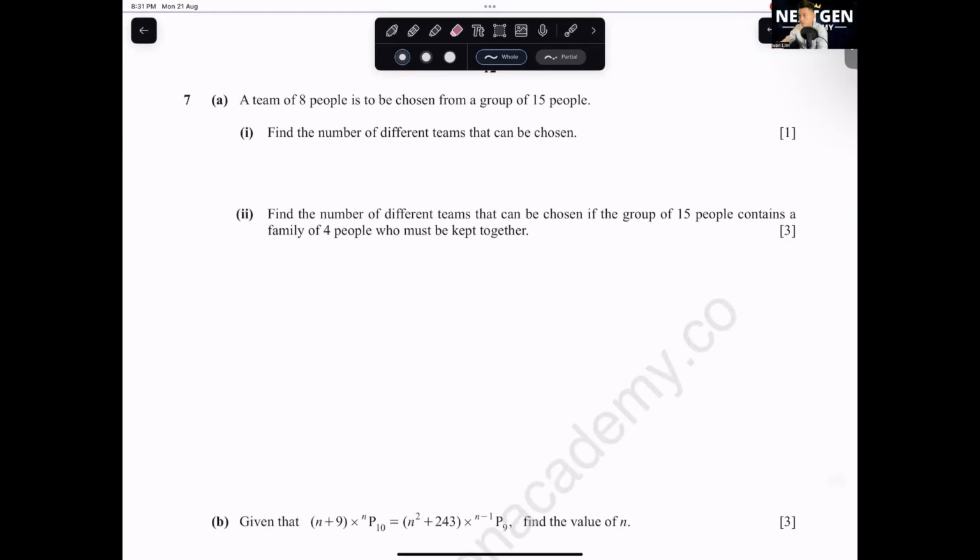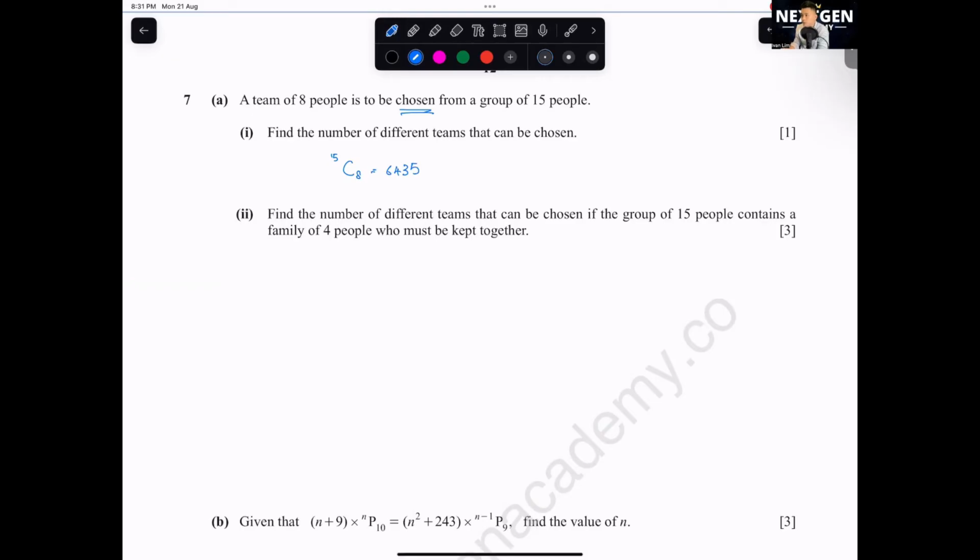Question 7a. A team of 8 people is to be chosen from a group of 15. Find the number of different teams that can be chosen. This is a combination type of question because you see the word chosen. 15C8, because the order doesn't matter.